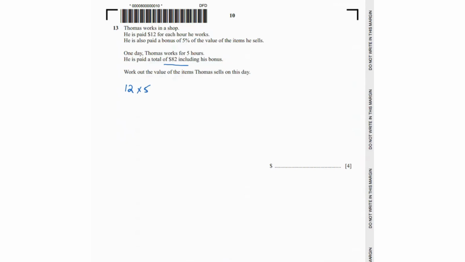So he's also paid a bonus of 5% of the value of items he sells. So plus 5% of x, x being the value of items he sells. And this adds up to 82 because he's paid a total of $82. This $82 consists of payment for the number of hours he's working, and then the bonus he's being paid for the items he sells. So 12 times 5 is 60.